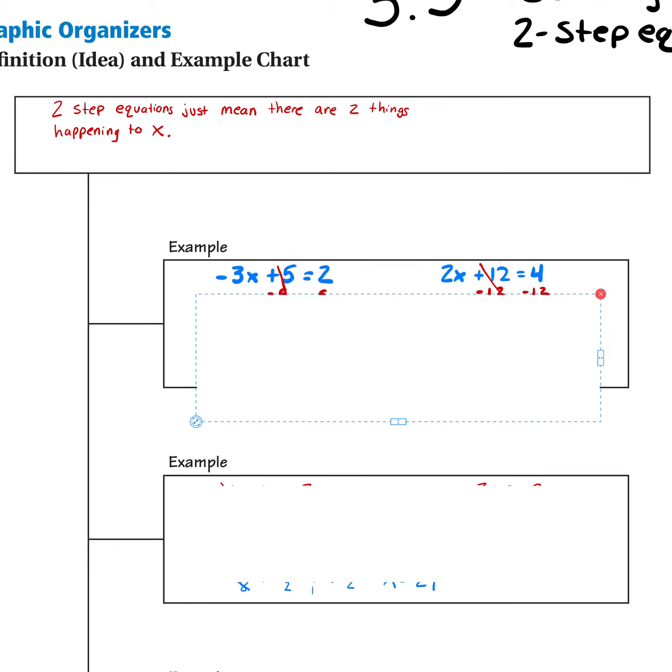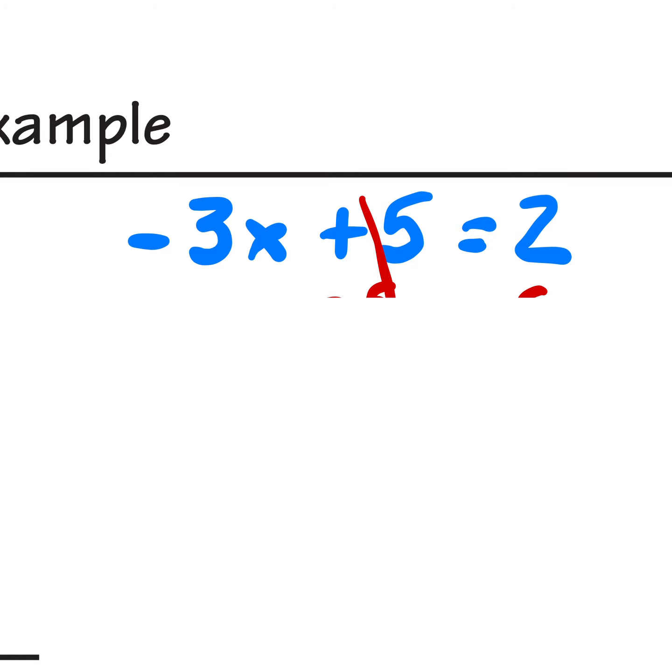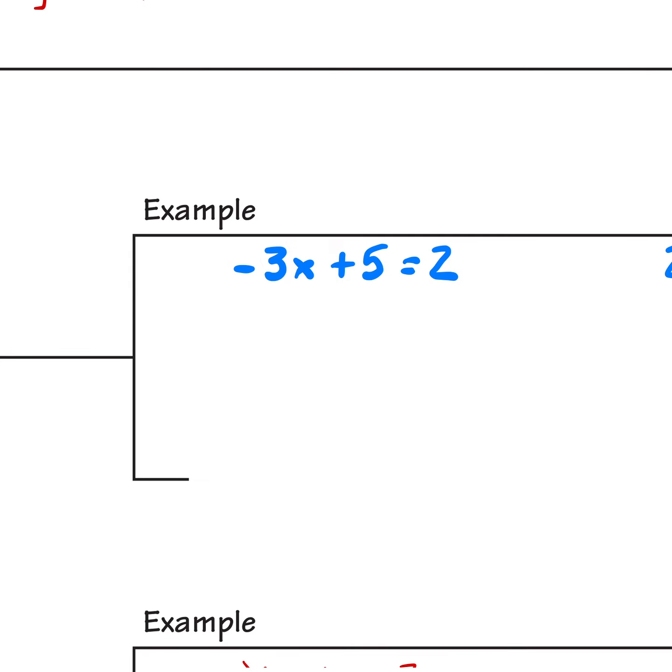The first example I want you to write down is this one. Negative 3x plus 5 equals 2. I'm going to go ahead and erase the writing that I have down here just so you guys don't get confused with it. Okay, negative 3x plus 5 equals 2. Okay, so there are two things happening to my x right now. First of all, it's being multiplied by negative 3. It's also being added to 5.